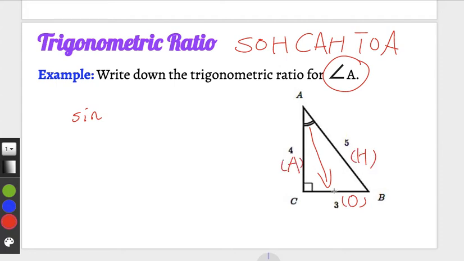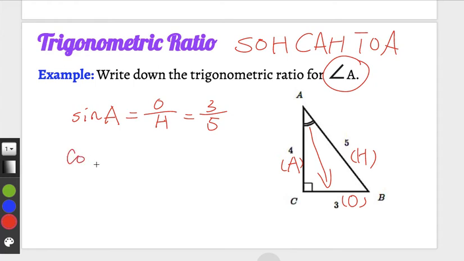As we know, we write down the name of the ratio and follow with the angle: sine A equals, we know, opposite over hypotenuse. So the opposite is 3, we just plug in here. And the hypotenuse is 5. So it's 3 over 5. You don't need to convert it to decimal. We can just keep it as a fraction like that.